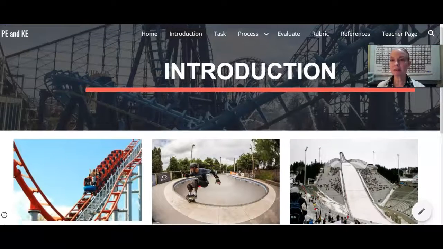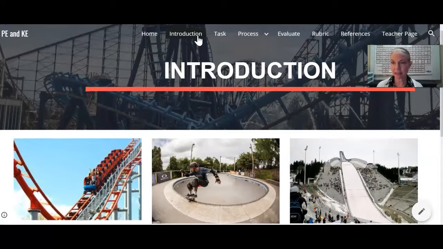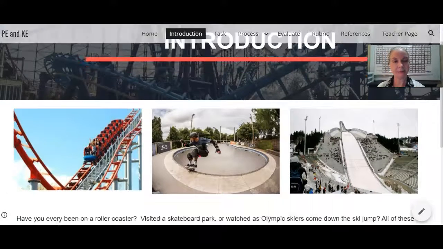So the students are going to take a look at potential and kinetic energy. They've already done some activities related to potential and kinetic energy. Now they're going to dig a little deeper and look at potential and kinetic energy with roller coasters, skate park, and a ski ramp.